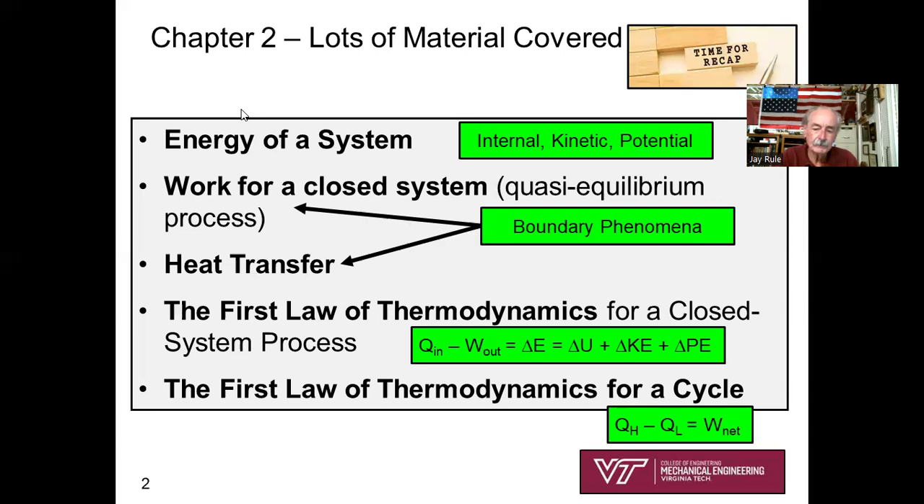And then a special type of process is a cycle. That's where you start and end at exactly the same state. We showed how you would calculate the net work done by a cycle, and that enabled us to form up the first law, QH minus QL equals W net. So that's a simple, actionable statement of the first law for a cycle. It says the heat added minus the heat rejected equals the net work.